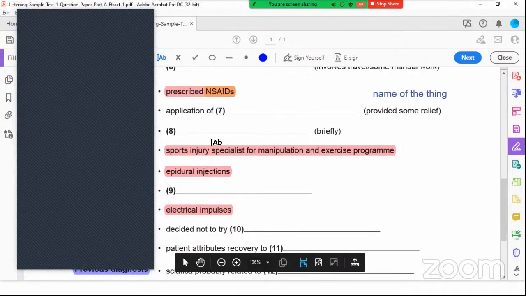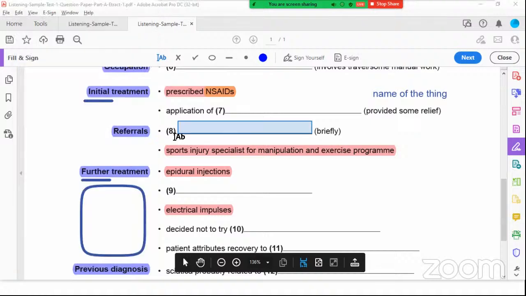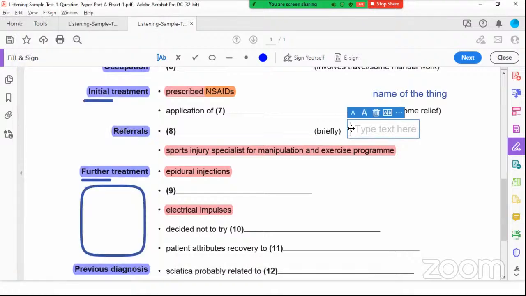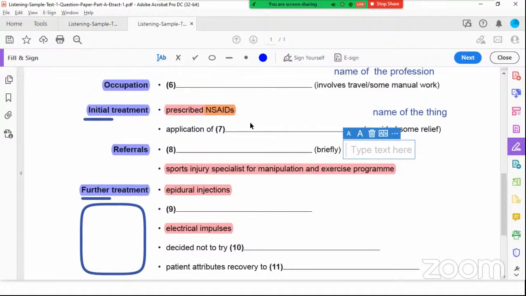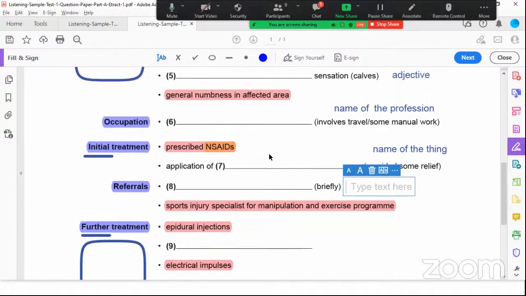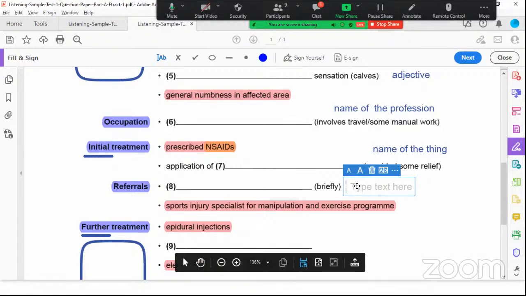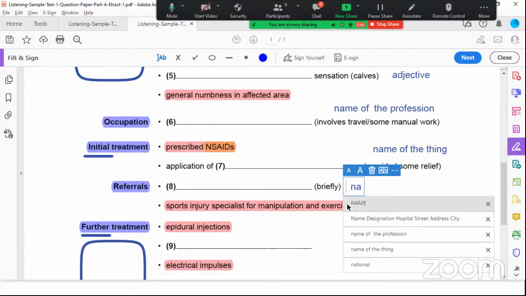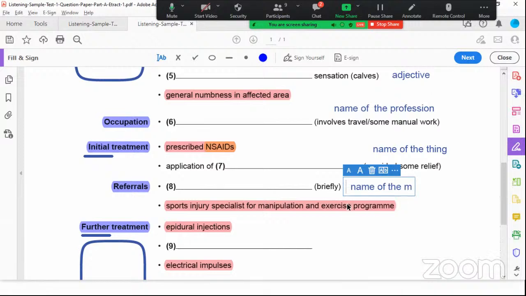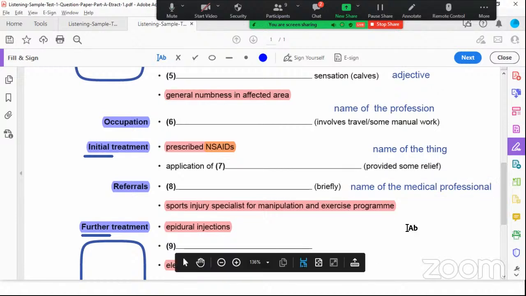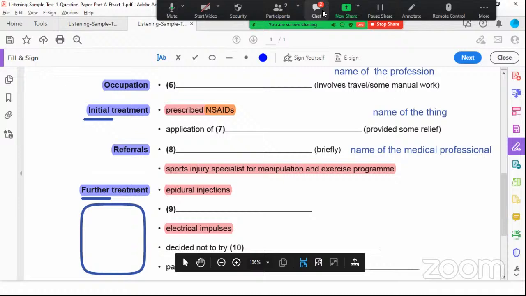Next one is dash briefly. Referrals. So whom will he be referred to? So now this pain is there. The patient is sent to somebody. So because of this pain, a referral. So who is the professional here? Which medical professional? Name of the medical professional. So briefly he went there. What is the name of that medical professional?